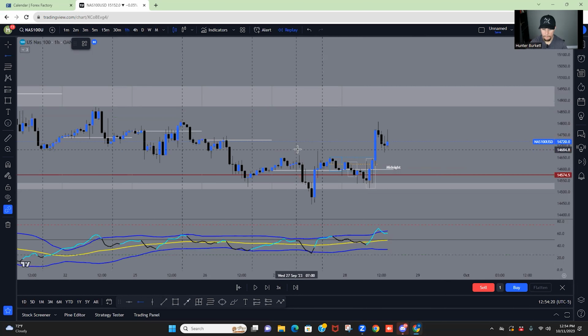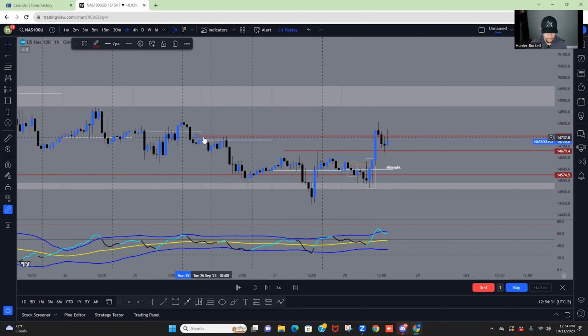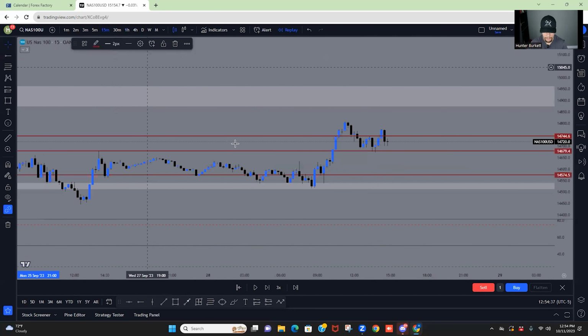Okay. So my draw on liquidity is the high of the previous day. Now you can see here that we have relative equal highs right here. We have a fair value gap there. So as you can see, now let's go to the 15.